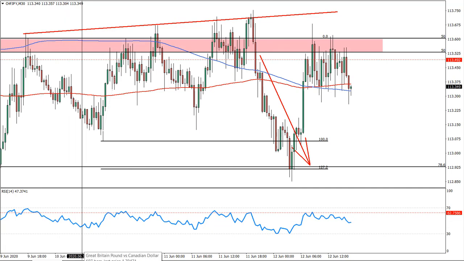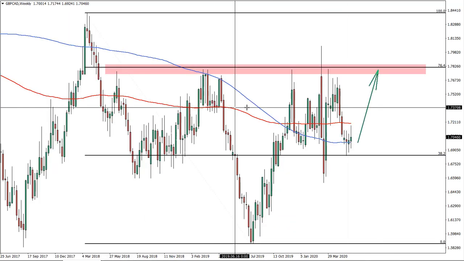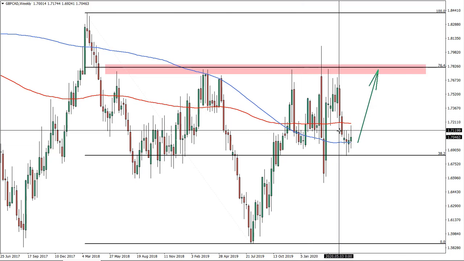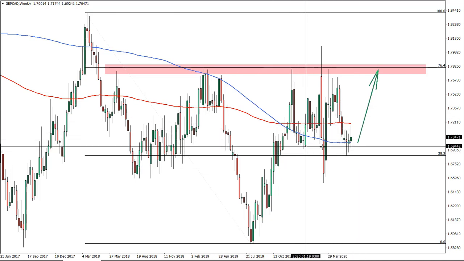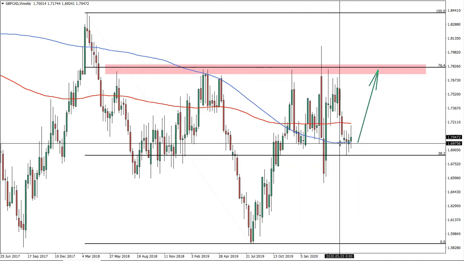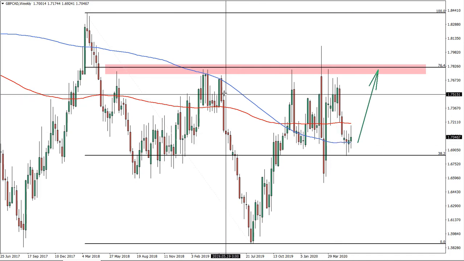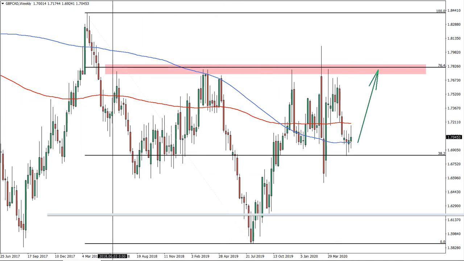Now pound, Canadian dollar, this is the long-term idea, and we will need to see that in the long run, guys. Overall, still a long hold for those who like these kinds of ideas. Moving on to Australian Canadian.